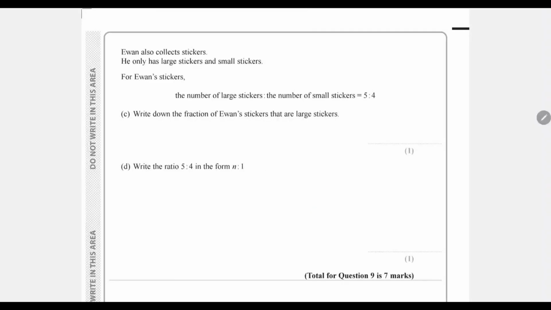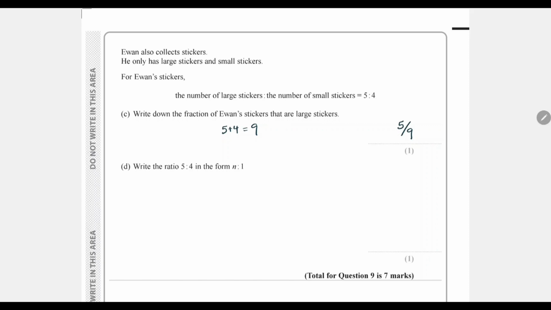Question C says, Ewan also collects stickers. He only has large stickers and small stickers. For Ewan's stickers, the ratio of the number of large stickers to the number of small stickers is 5 to 4. Write down the fraction of Ewan's stickers that are large stickers. Well, to get the fraction of the ratio, we need to add all the ratios together. In our case, it's 5 plus 4, which is 9. So the total ratio is 9. And we know that there's 5 large stickers, so the answer is 5 over 9.